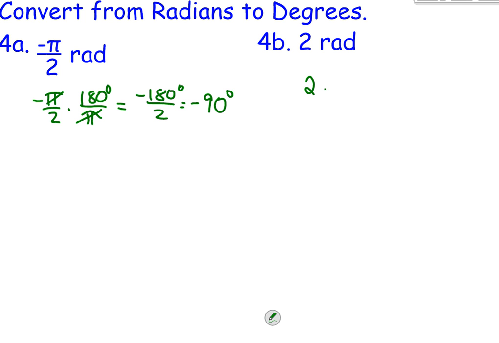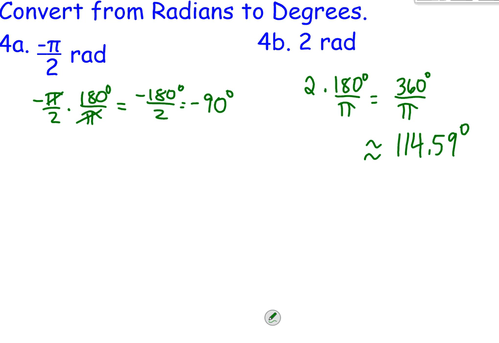So 2 radians still would have the pi on top, and we take it times 180 over pi. For this one, we get 360 degrees over pi. If needed, we can get a decimal approximation for that. Somebody tell me what that is to 2 decimal places. 114.59. Now that's in degrees.